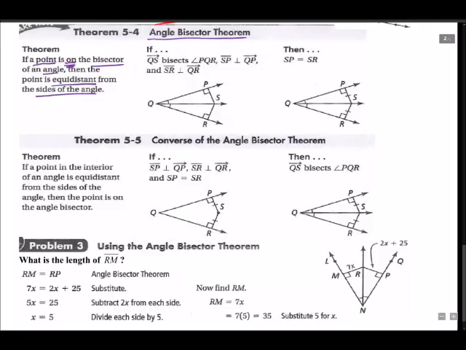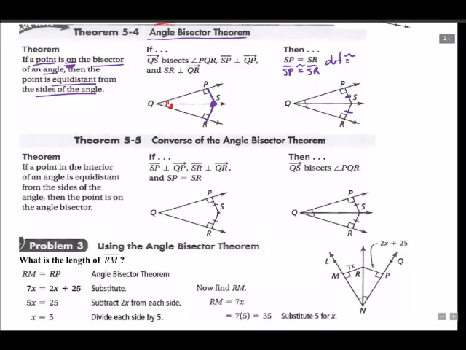So let's look at this here. We have our angle bisector. We choose any point on that, and we measure the distance to the sides. Now the requirement here is we have an angle bisector, and we measure the distance to the sides of the angle, and they are going to be the same. So we can say segment SP is congruent to segment SR. That's just definition of congruence again. Okay?